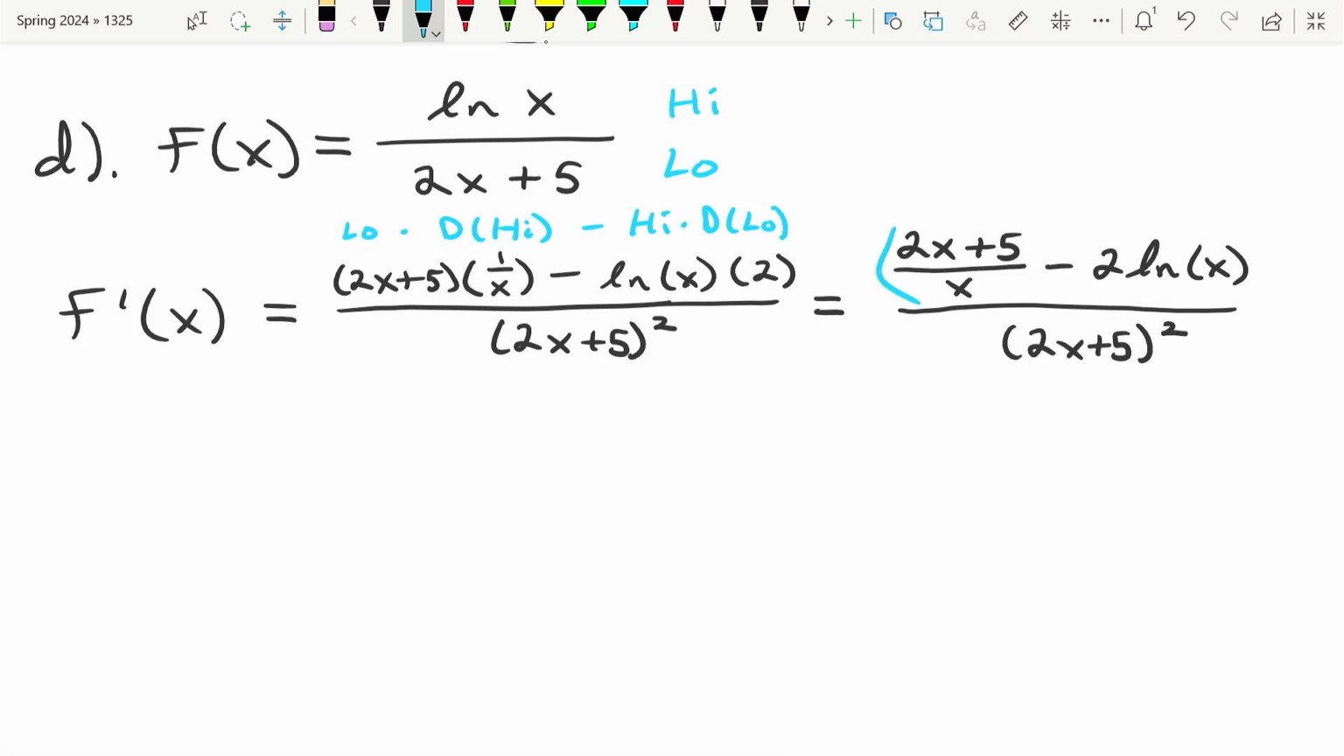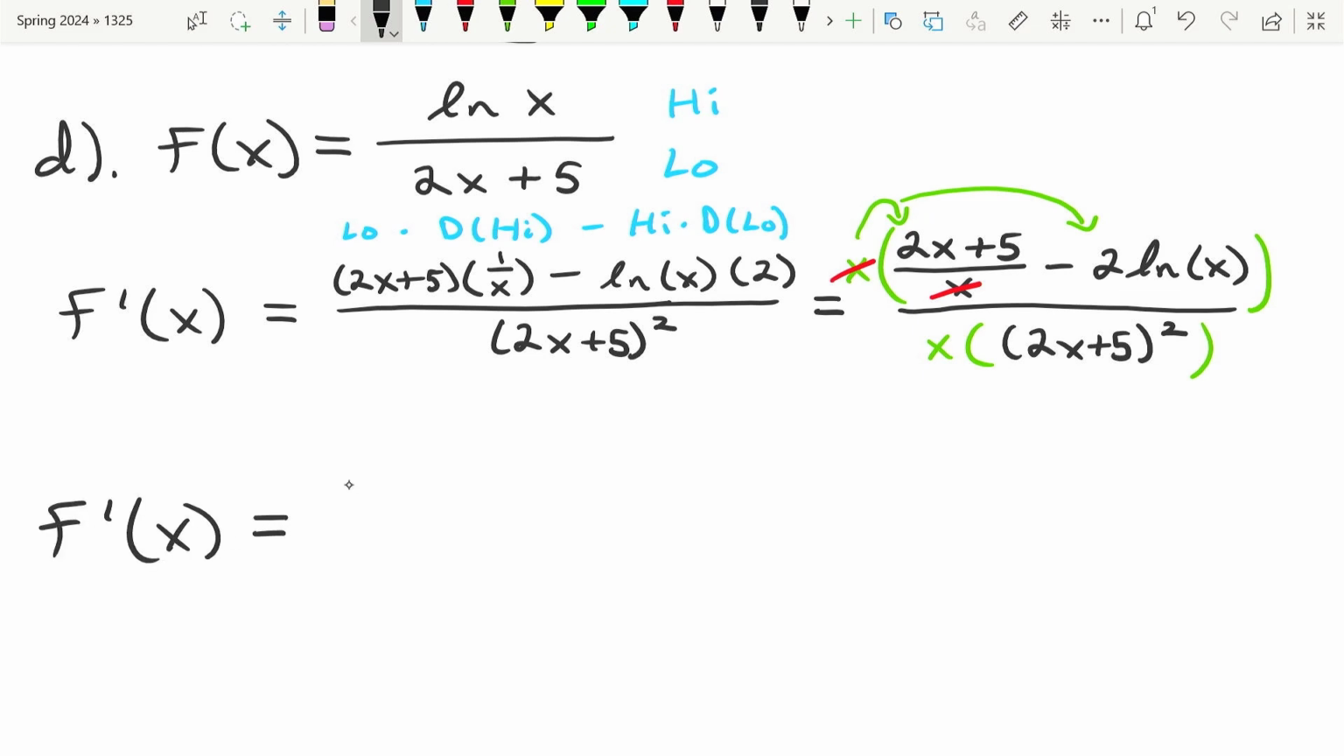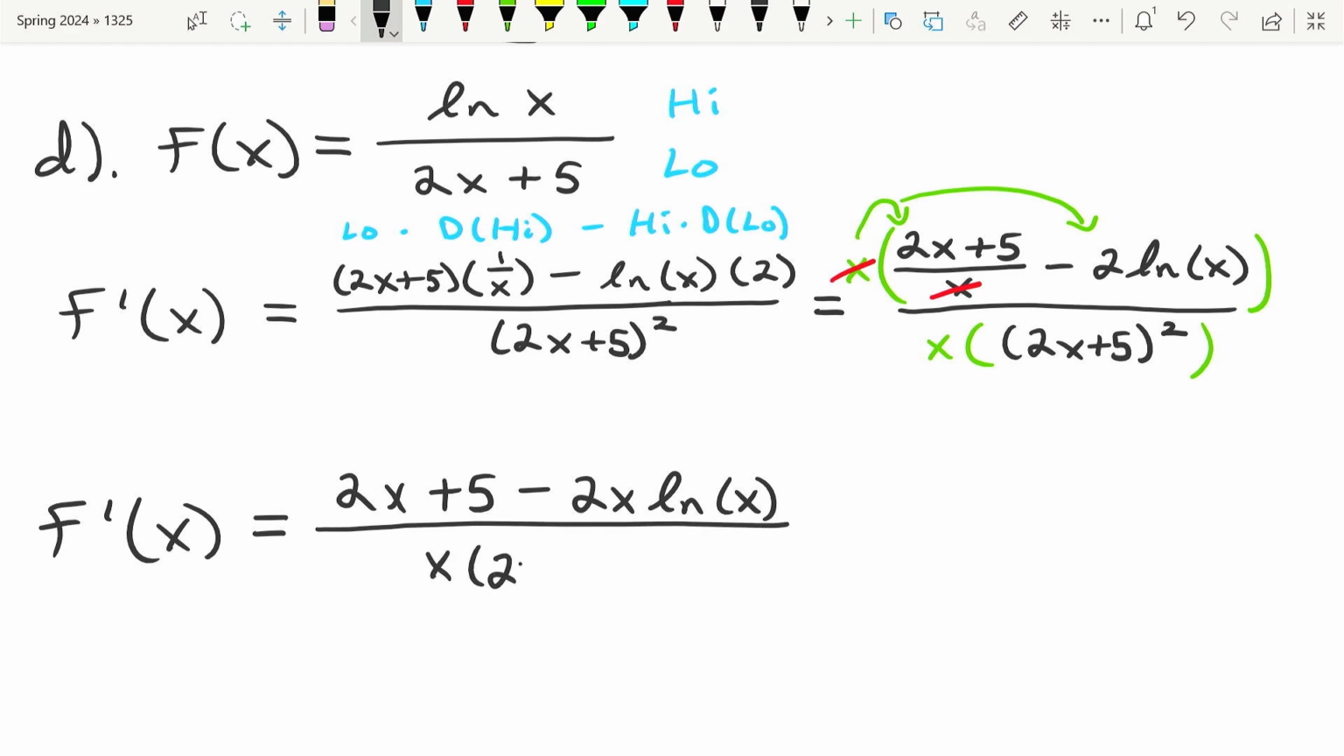Now I'd like to simplify this some. So what I'm going to do is multiply through both top and bottom by x. I'll mention why I'm doing this here. If I multiply by x, I can get rid of that x that's underneath there. And so our derivative, f prime of x, could be written as 2x plus 5 minus 2x ln x all over x, 2x plus 5 in parentheses, all squared.